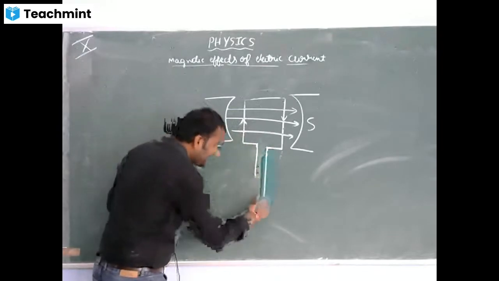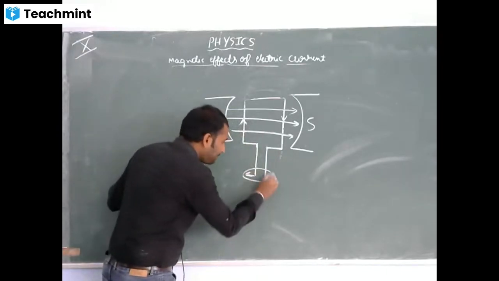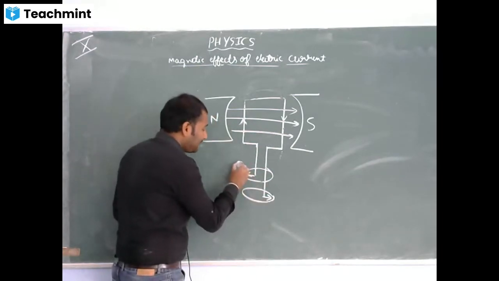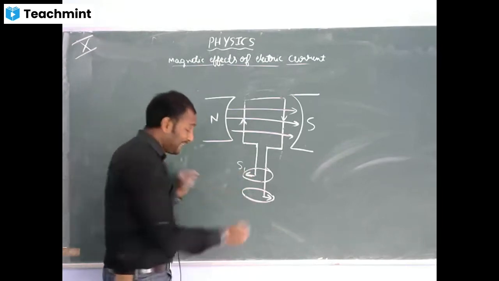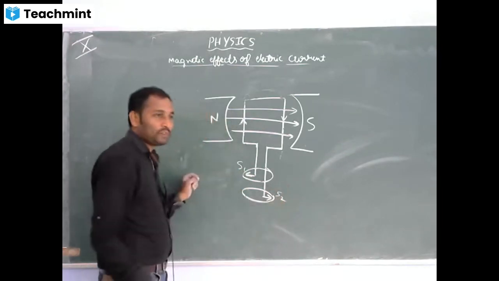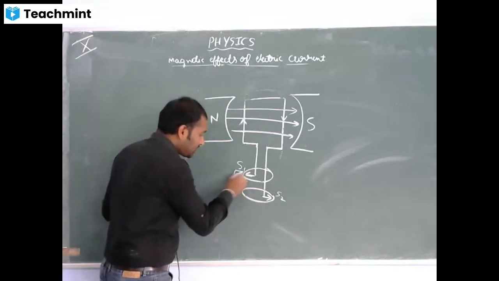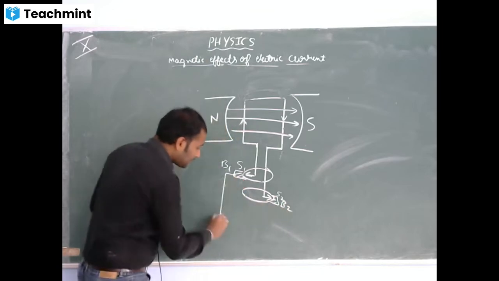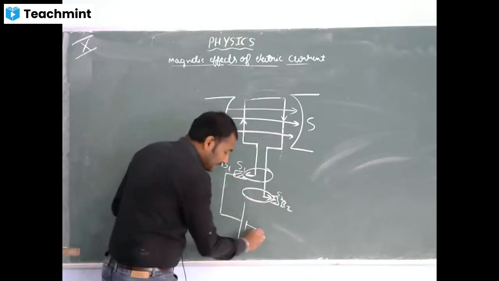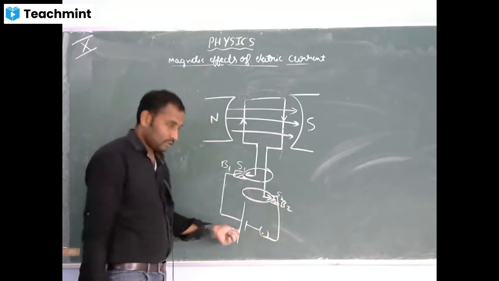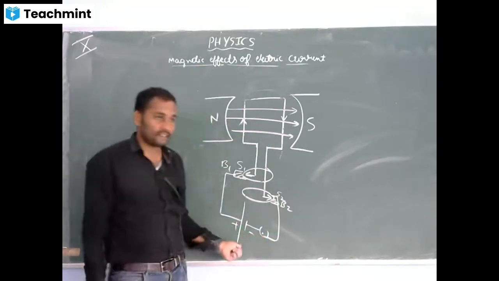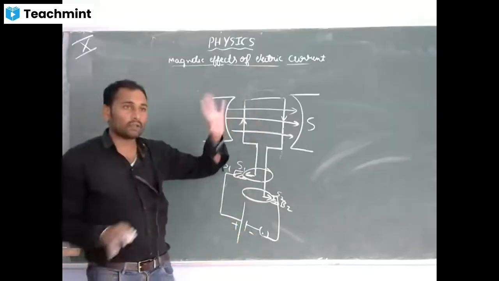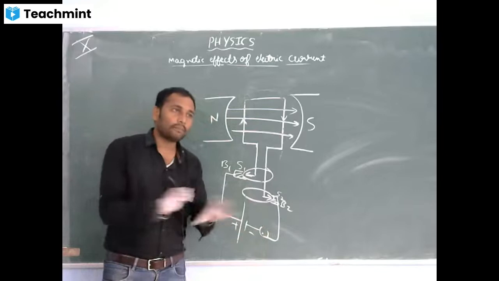In an AC motor, we will have slip rings. This slip ring I will take as S1, this slip ring as S2. Here also I will use two carbon brushes: this is B1, this is B2. Again this is connected to the positive of the battery, the negative of the battery, with a plug key. So here the source is DC. We are converting electrical energy into mechanical energy. Whatever current I give is the same.